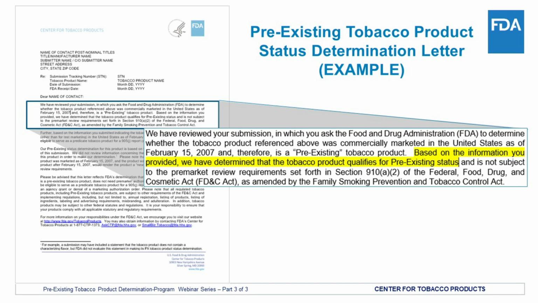Remember, modifications made to the tobacco product after February 15, 2007 would render the product a new tobacco product and would be subject to pre-market review requirements under the FD&C Act.